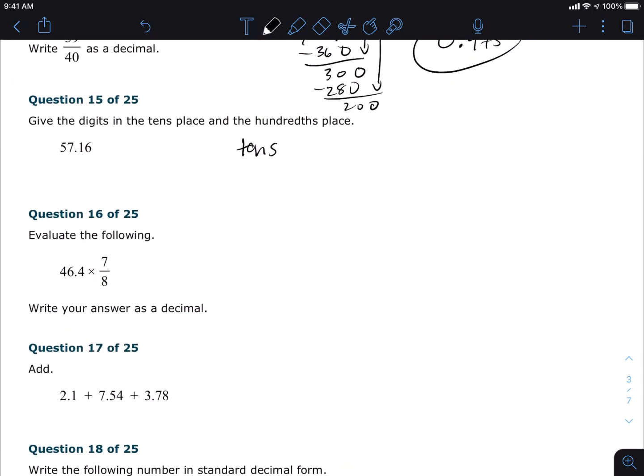What number is in the tens place? So if we look at this, this is tens, ones, tenths, and hundredths, right? So my tens place, it's going to be the 5, and my hundredths place should be the 6. Agreed?